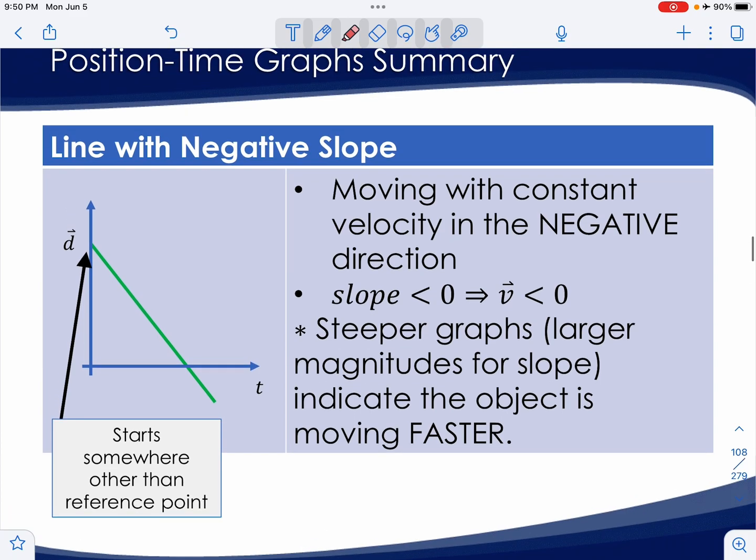Now here you can see that they didn't start at the reference point. They started at a different location, and they started working their way towards the reference point. And you can see that it's a negative slope, okay? Which means that it's going in the negative direction. It means the steeper the graphs, the larger the magnitudes for the slope. They indicate that the object is moving faster.